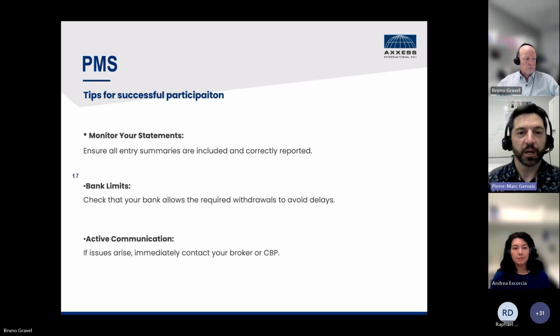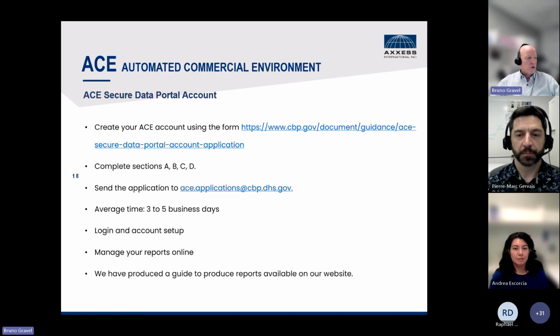The third tip that we can give you is to make sure that you're actively communicating. If any issue arises, you must contact immediately either your broker or CBP so that we can work with you to fix any issues and make sure that payments are correctly done so you don't run into any trouble. So stay active all the time and be vigilant and proactive also. So that concludes the section on PMS.